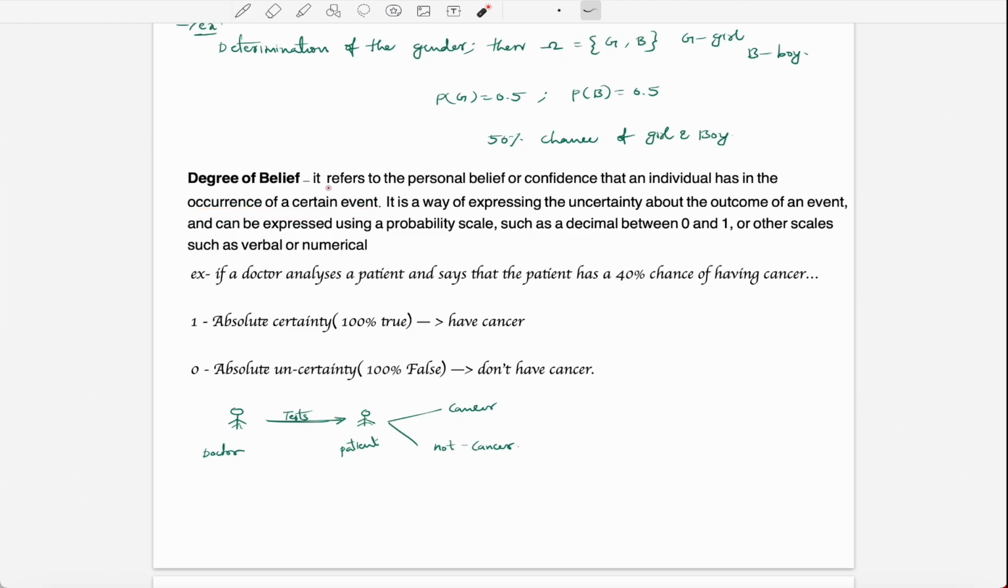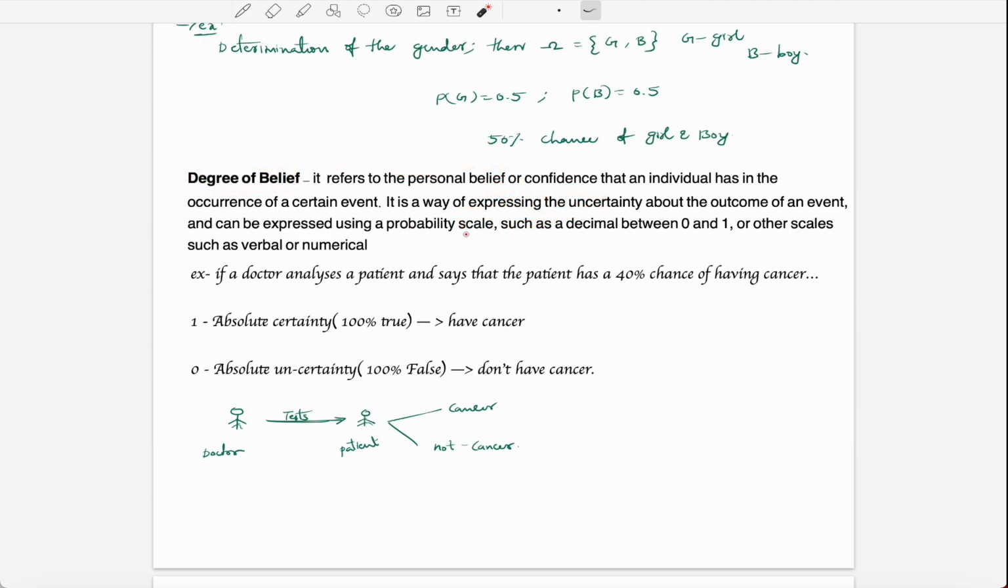It refers to a personal belief or a confidence that an individual has in the occurrence of a certain event. It is a way of expressing the uncertainty about the outcome of an event, and can be expressed using a probability scale such as a decimal between 0 and 1, and other scales such as verbal and numerical. Degree of belief is a kind of personal belief that the individual believes this might be true, or this might be false.